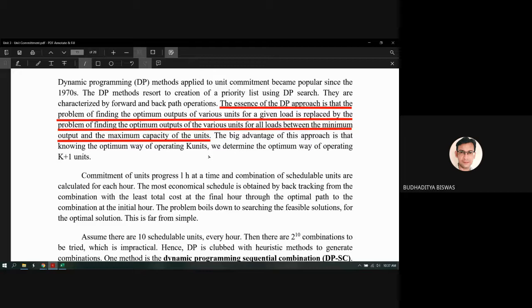Say 10 units are there, but we should not run all 10 units to meet the 100 megawatt, because suppose 5 units are sufficient to meet that demand. So we need to find out which 5 units should contribute to generate the 100 megawatt. But in the dynamic programming method, we are not limited to the generation for 100 megawatt, because this is a particular load demand. We need to consider the range of the load demand, because the load demand is varying continuously in a day.